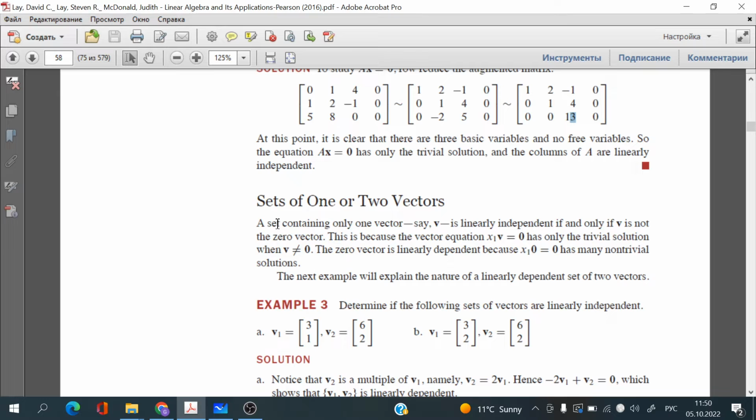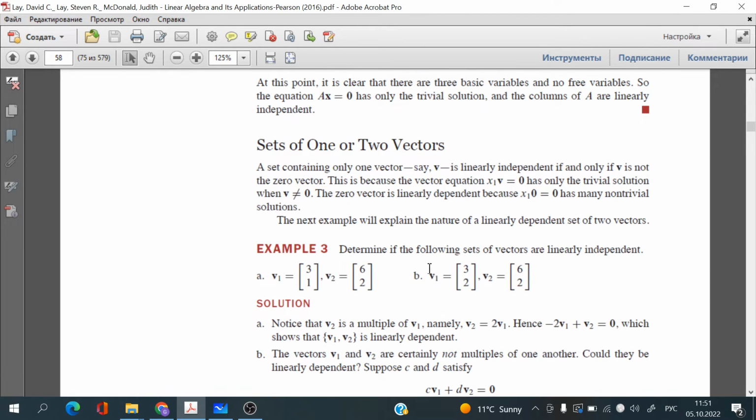Now let's discuss sets of one or two vectors. A set containing only one vector, say v, is linearly independent if and only if v is not the zero vector. This is because the vector equation x1 times v equals 0 has only the trivial solution when our vector v is not equal to 0. The zero vector is linearly dependent because x1 times 0 equals 0 has many non-trivial solutions. This is obvious, right?